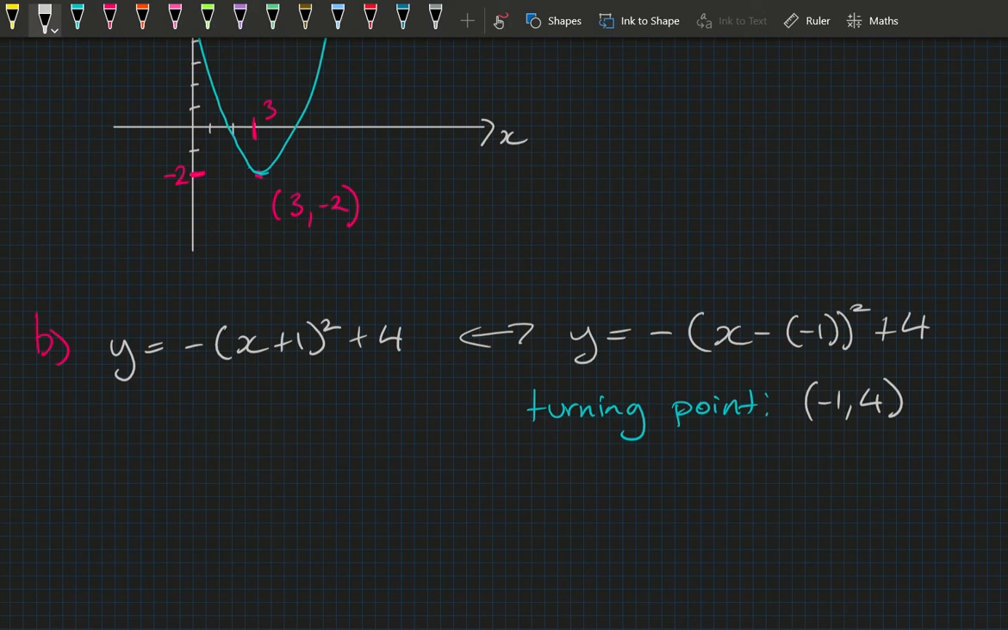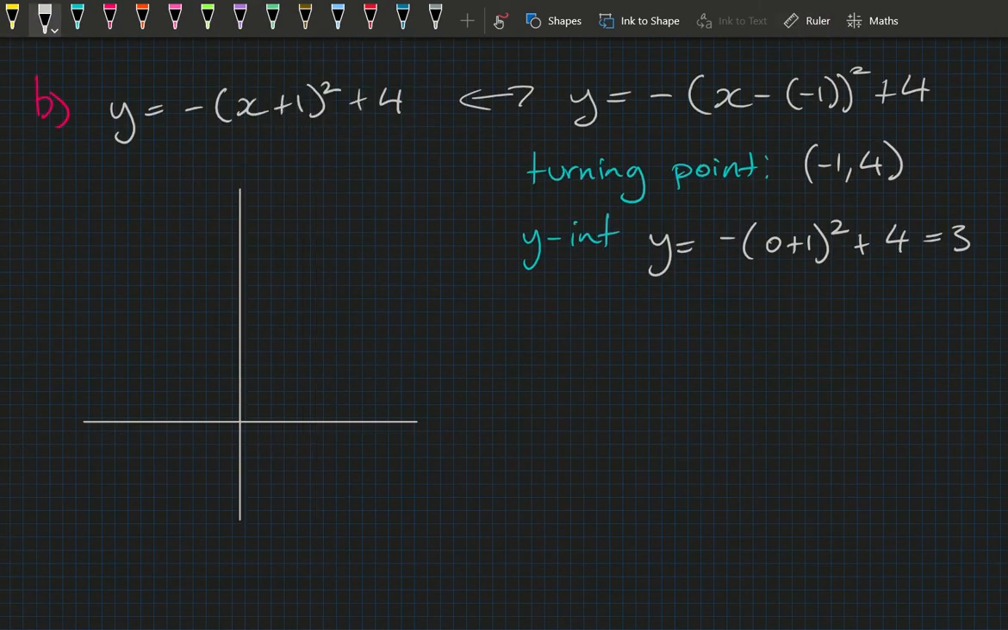And we know that our y-intercept is where x will equal 0. So y will equal minus (0 plus 1) squared plus 4, which equals 5. Sorry, that equals 3. I'm not sure what I was thinking there, but anyhow, let's draw those axes. So let's mark in that turning point.